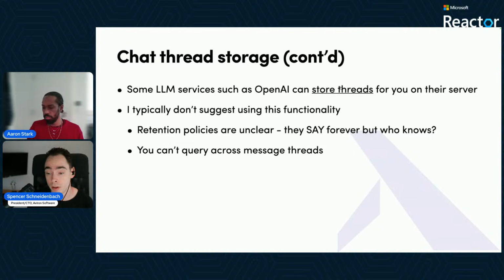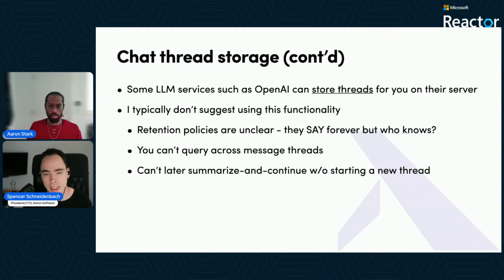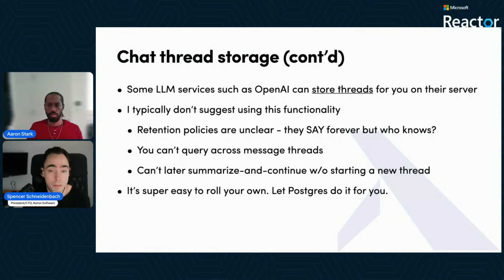Let's say you want to create similarity searches across multiple message threads and see what users are asking about. You can't do that easily. You also can't later summarize and continue without starting a new thread. Summarizing and continuing, of course, is a really important piece of building AI systems. So it's super easy to roll your own.